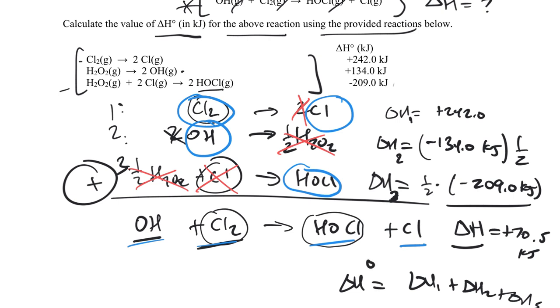And so sometimes I write this delta H naught symbol. I just like to use that sometimes. This is just meaning the delta H of the balanced chemical equation of OH plus Cl2 goes to HOCl plus Cl.